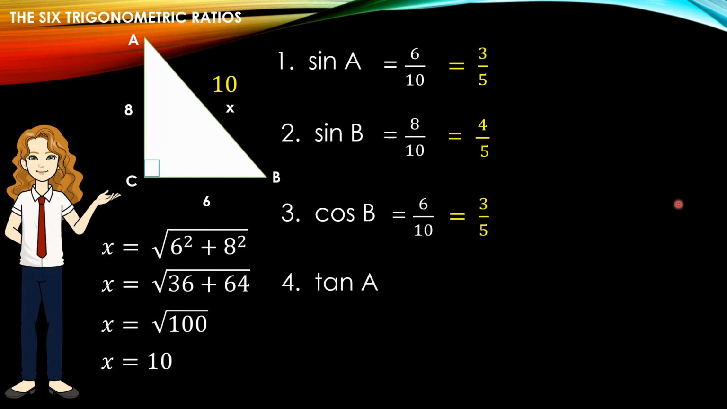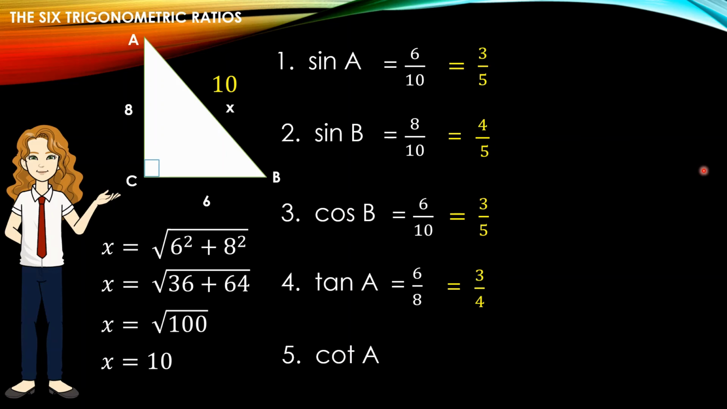Okay, number 4, tangent A. Look for the angle A. Tangent is the opposite over adjacent. So the opposite is 6 and the adjacent is 8. So we have 6 over 8, divided by 2, so we have 3 over 4.